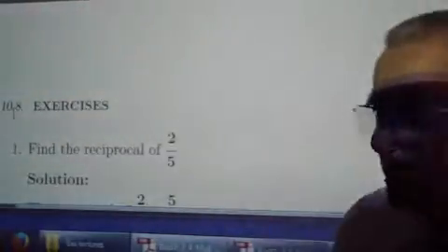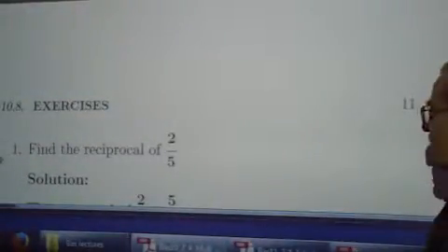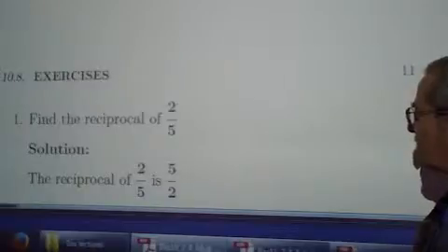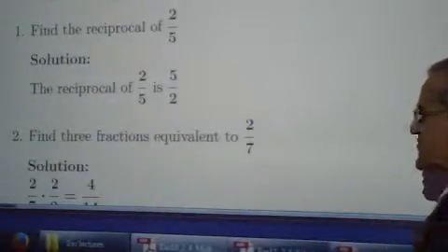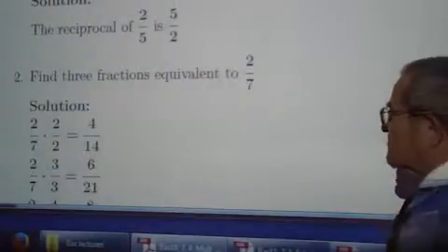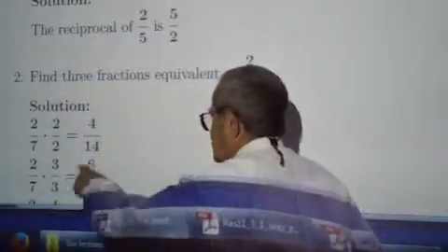We have chapter 10 exercises. First we wanted the reciprocal of 2 over 5, that's 5 over 2. And then we wanted 3 fractions equivalent to 2 over 7, like multiply by 2 over 2, 4 over 14.